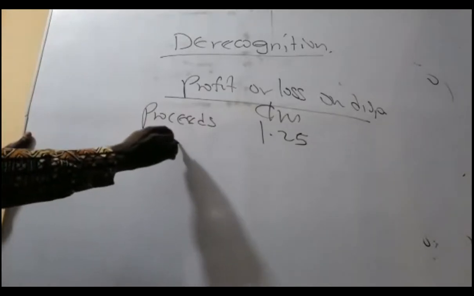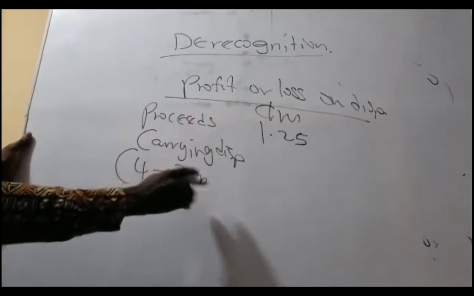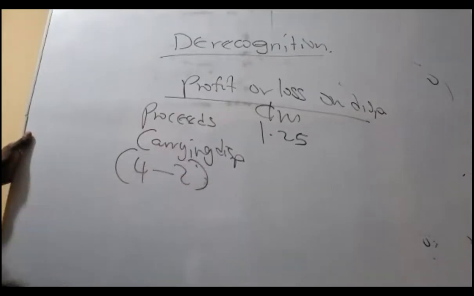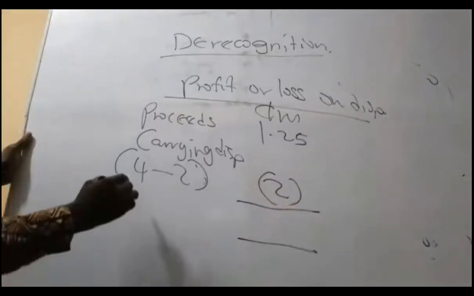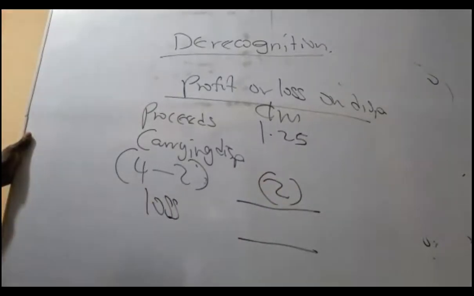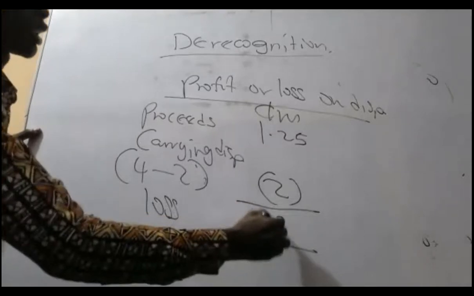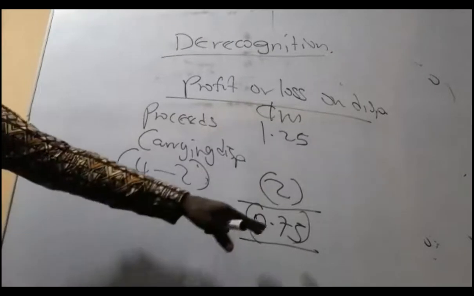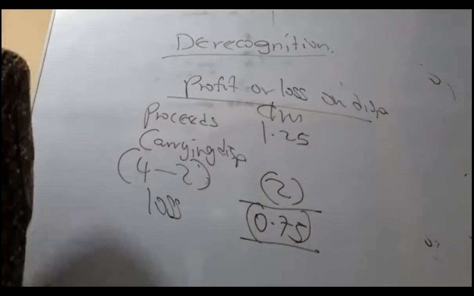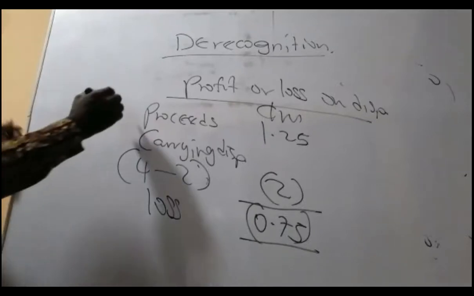What is the current amount at the date of disposal? They say the cost is 4 million less accumulated depreciation of 2 million. So therefore, the current amount is what? 2 million. So here there's a loss. Loss on disposal of 0.75 million. So that means in our profit and loss, we add 0.75 million to our operating expenses. We are done. This is step 2.